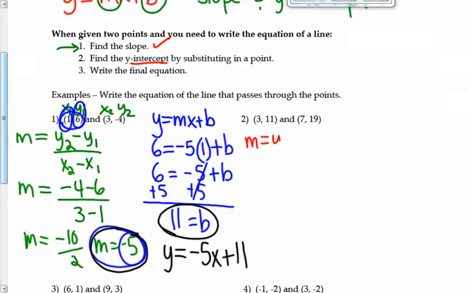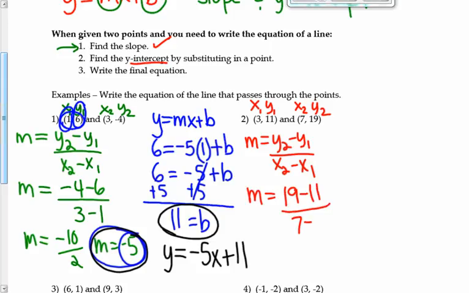So I'm going to use my slope formula, and I'm going to label x1, y1, x2, y2. This is just so that I don't mess up finding the slope. So my slope is 19 minus 11 over 7 minus 3. So my slope is 8 over 4. That means my slope can be simplified down to m equals 2.